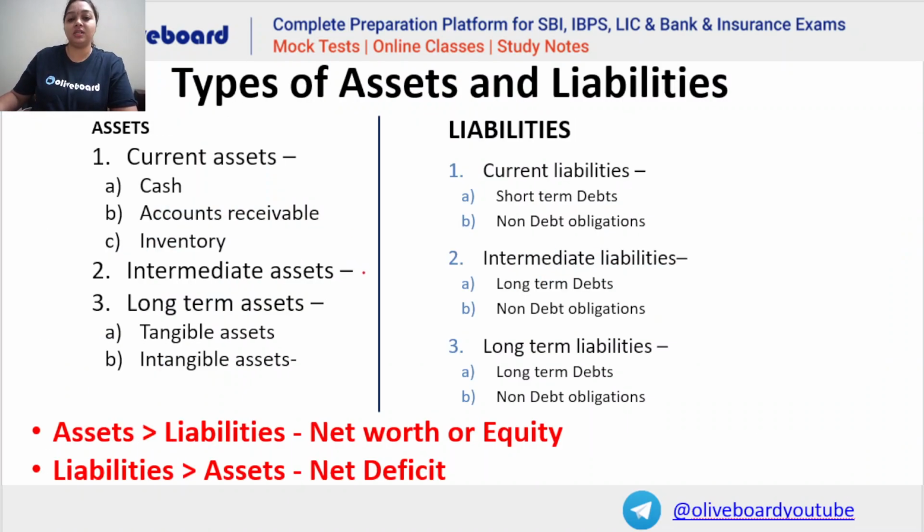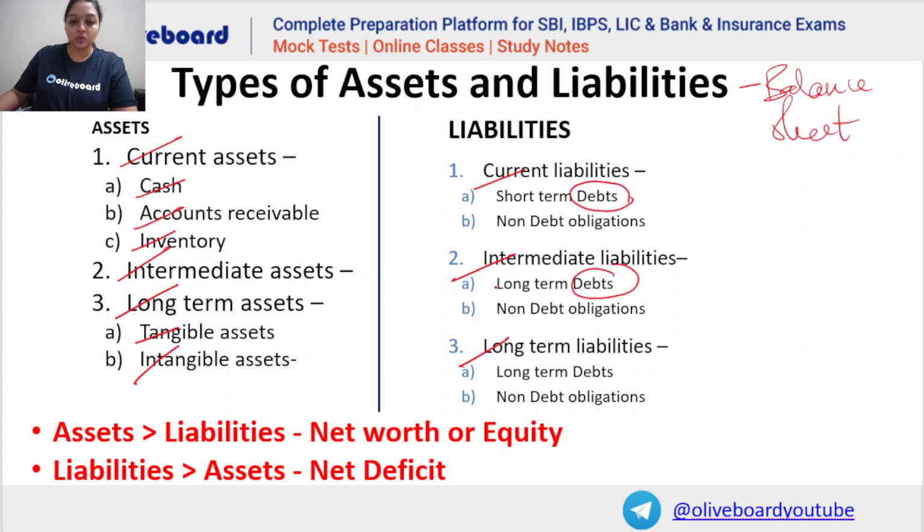Coming to types of assets and liabilities, like this again I told, this is present in a balance sheet, right? So there is current assets, intermediate assets, long-term assets, right? So cash, accounts receivable, inventory are all under current assets. Long-term assets can be tangible assets and intangible assets. Similarly, liabilities are current liabilities, intermediate liabilities and long-term liabilities. But under liabilities, can you see the main thing is debt? Sorry, this is not long-term, it is intermediate. Right. So intermediate debts and long-term debts.